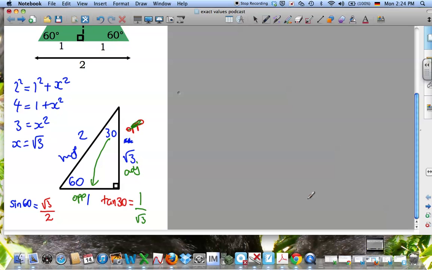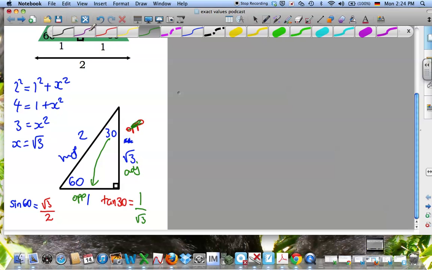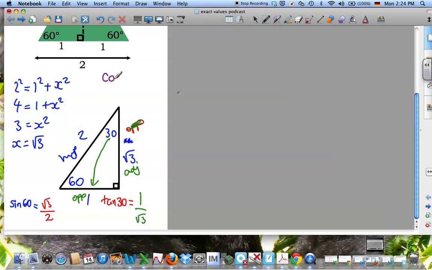We could do another one if I do cosine. Let's change colour, so let's pick purple. So cos of... let's do cos of 60 as well. Let's see what happens there. And so again, we go from the angle. Cos is CAH from the SOHCAHTOA, so adjacent over hypotenuse. And so my adjacent side is 1 and the hypotenuse is 2. So cos 60 is 1/2.